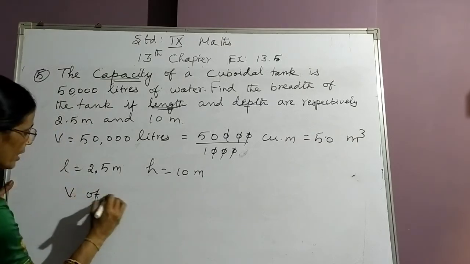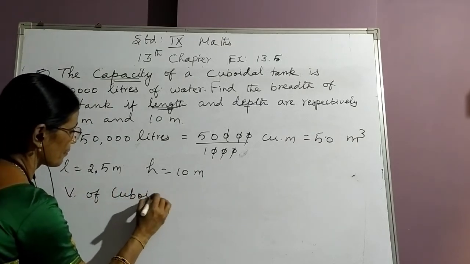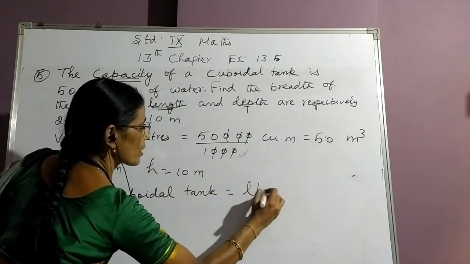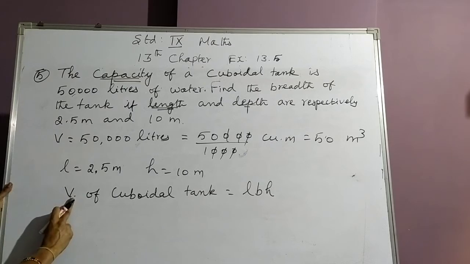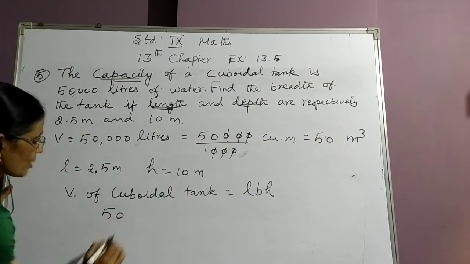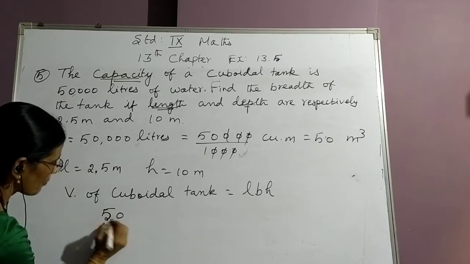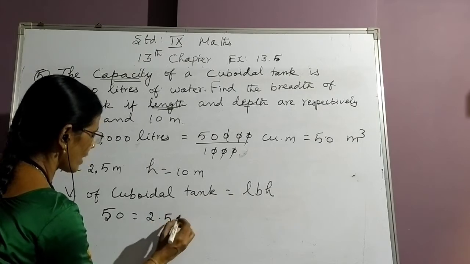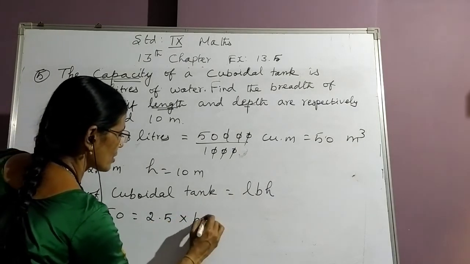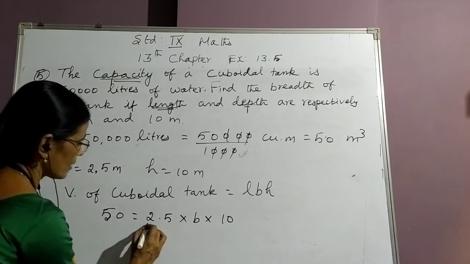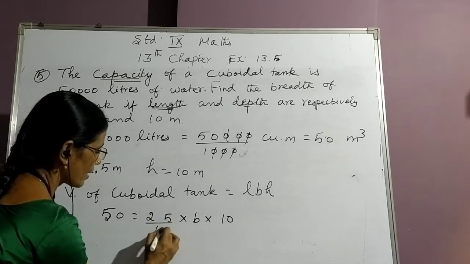Volume of cuboidal tank. Let us write the formula here. So this is volume. Volume is given as 50 meter cube. So V is replaced by 50. L is replaced by 2.5, and B we are supposed to find out, height is 10. So to remove the point, I multiply by 10 here.